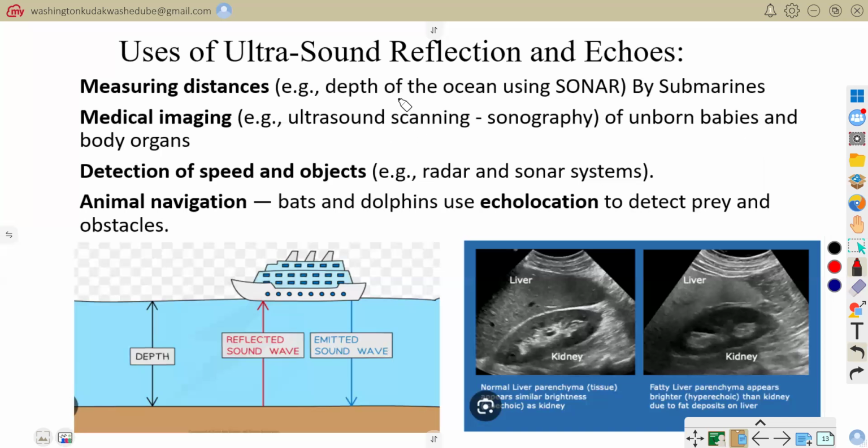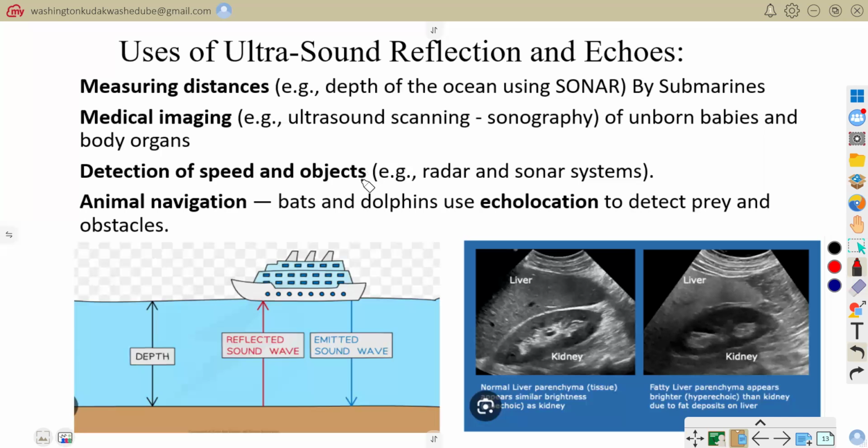We can also use ultrasound and echoes to detect the speed of objects. For example, we use radars as well as sonar systems either in our ships or in our aeroplanes. We can use these echoes to determine and detect the speed of objects in air.